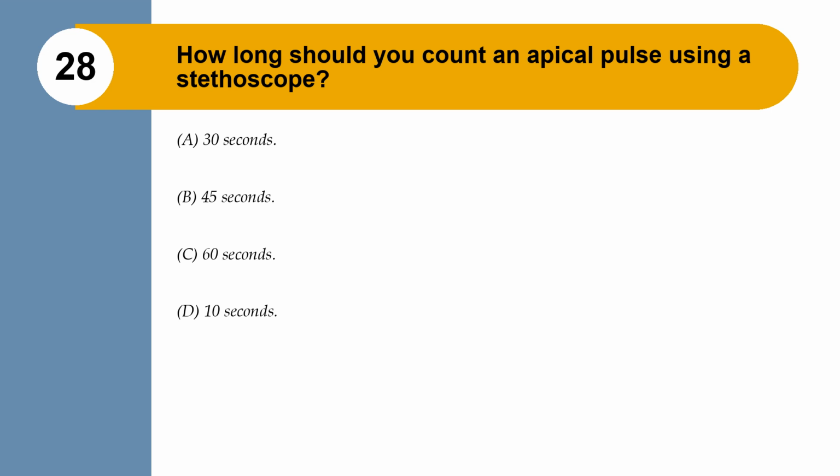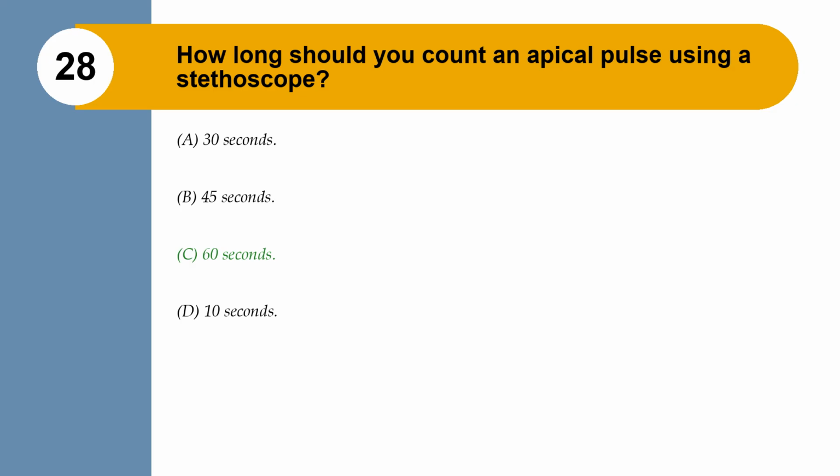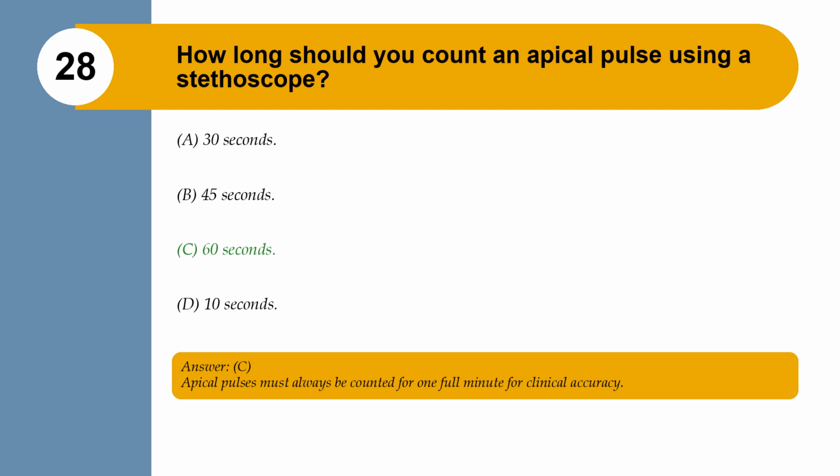Option A, 30 seconds. Option B, 45 seconds. Option C, 60 seconds. Option D, 10 seconds. The correct answer is option C, 60 seconds. Explanation. Apical pulses must always be counted for 1 full minute for clinical accuracy.